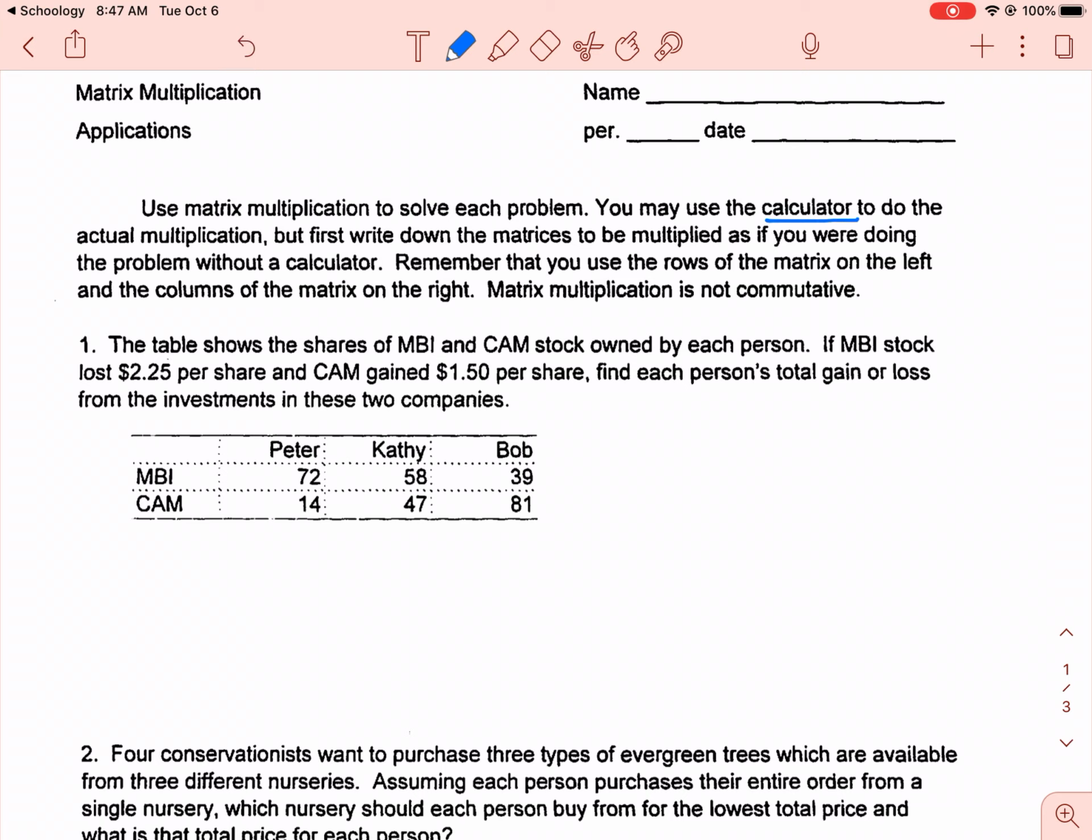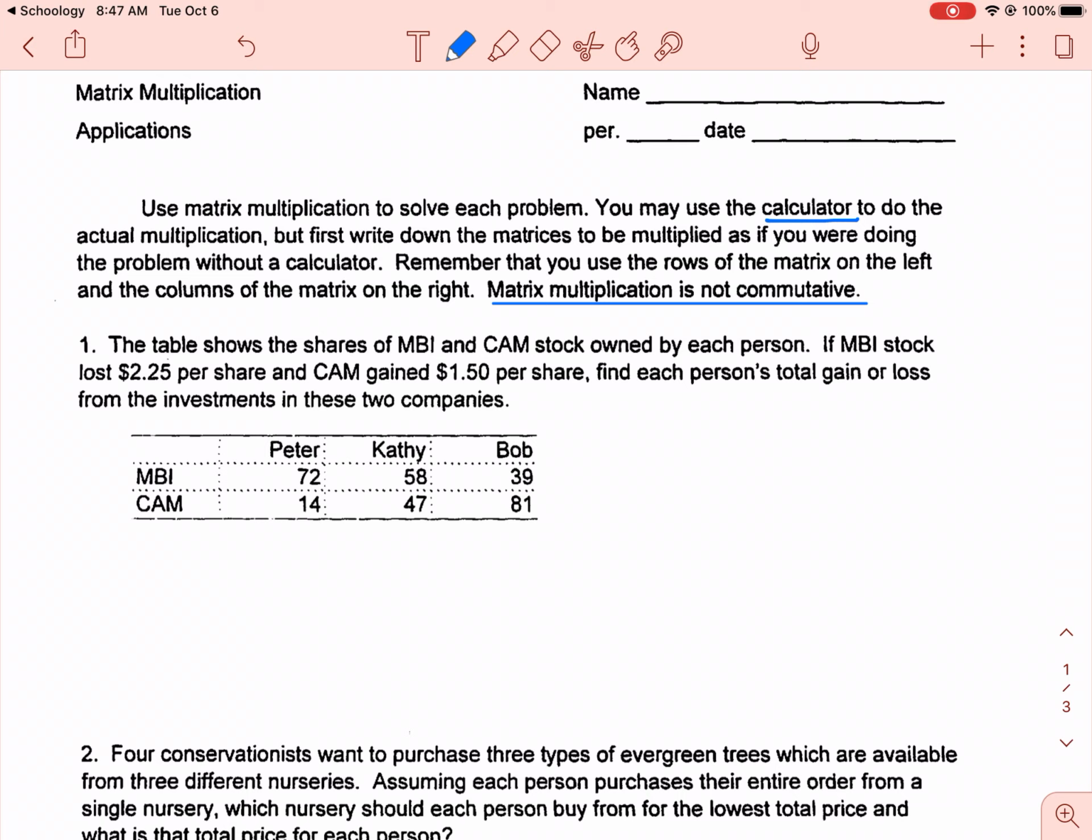But first, you have to write down the matrices to be multiplied as if you were doing it without a calculator. In other words, show me the matrices you're multiplying in your calculator. Remember that you use the rows of the matrix on the left and the columns of the matrix on the right. Matrix multiplication is not commutative.